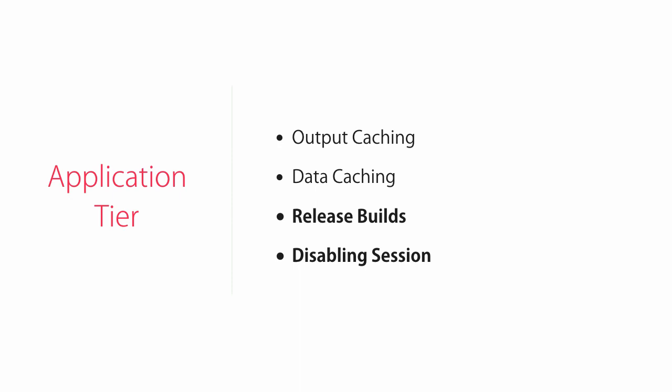So here are the 4 strategies I've covered in this section that we can apply in the application tier to optimize performance: output caching, data caching, using release builds, and disabling session. Out of this list, it's safe to implement the last 2 without performance profiling, because they're simple and don't add any additional complexity to your application. Next, we're going to look at optimizations in the client tier.